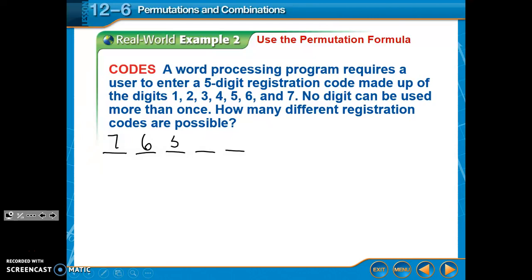Now 2 are used, now there's only 5. And then 3, now there's 4. And then there's only 3 options. Then we only have 5 passcodes, so we just multiply those. However, this could get complicated and confusing. So we have a formula.